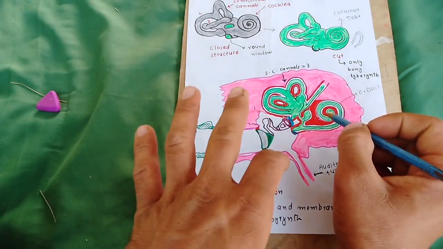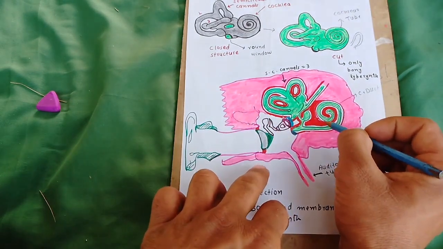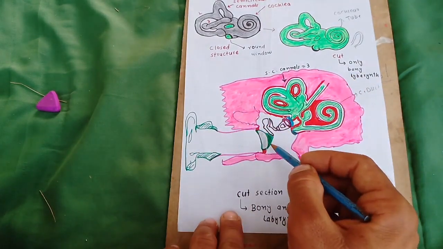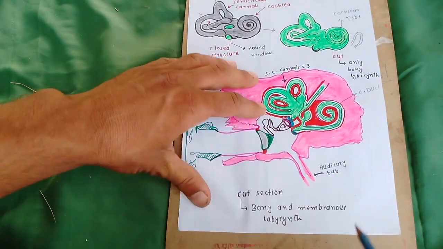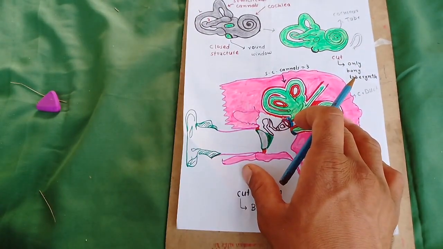But our concentration is only on the cochlea. So this is the cochlea. This is all the bone, pinna, ear canal, eardrum, stapes. So this is all about the cochlea.